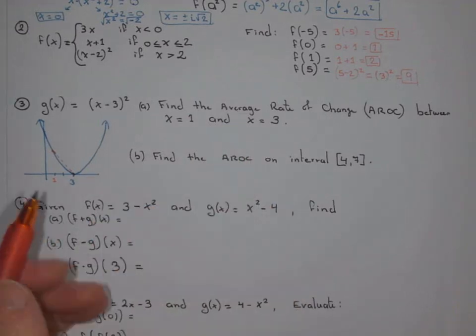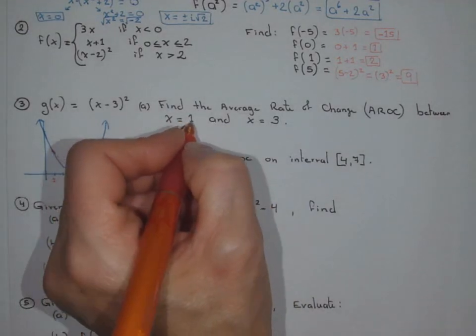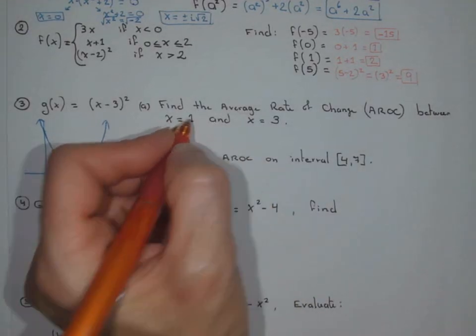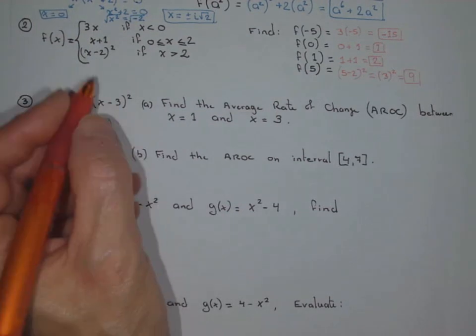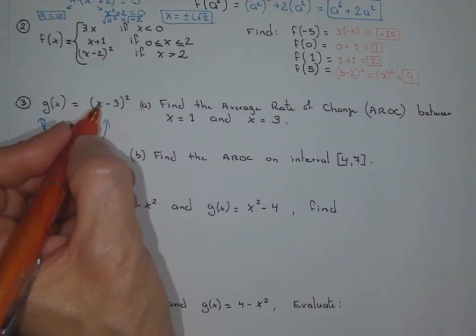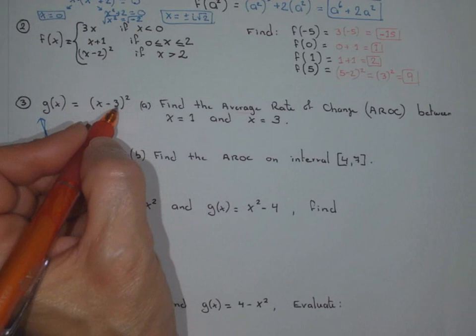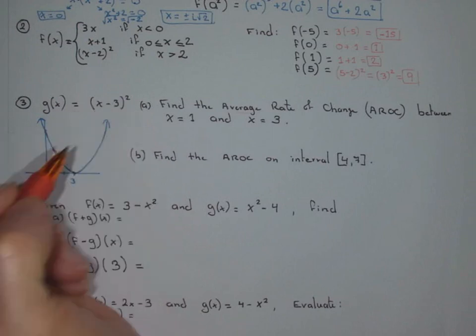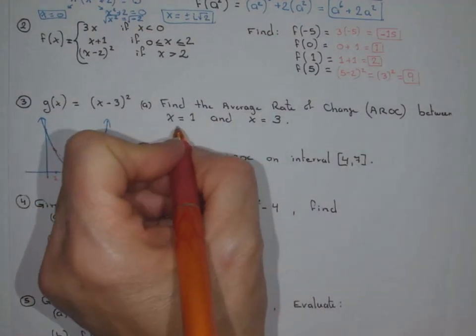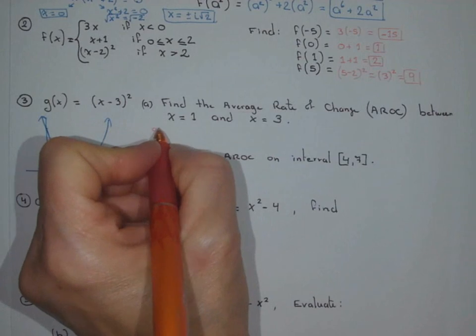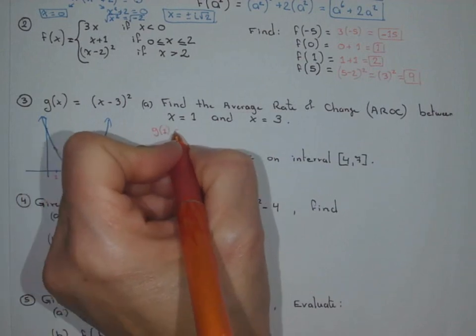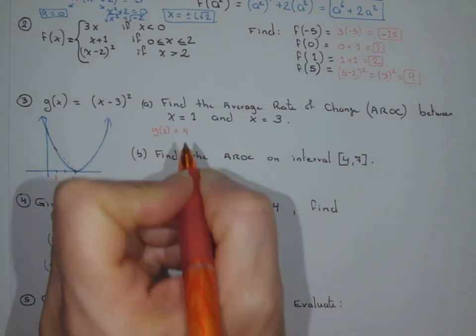So for the average rate of change, I would have to find what my y value is when x equals 1. So when x is 1, just like we evaluated above, plug in a 1 here. 1 minus 3 will be -2, and -2 squared is 4. So when x is 1, we're going to get 4.